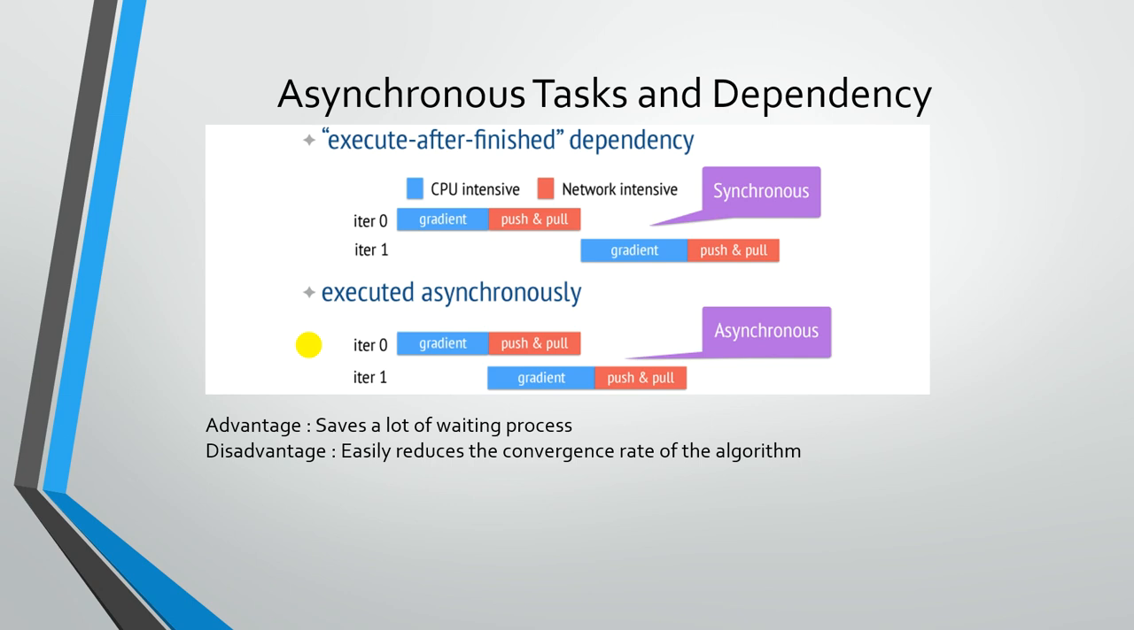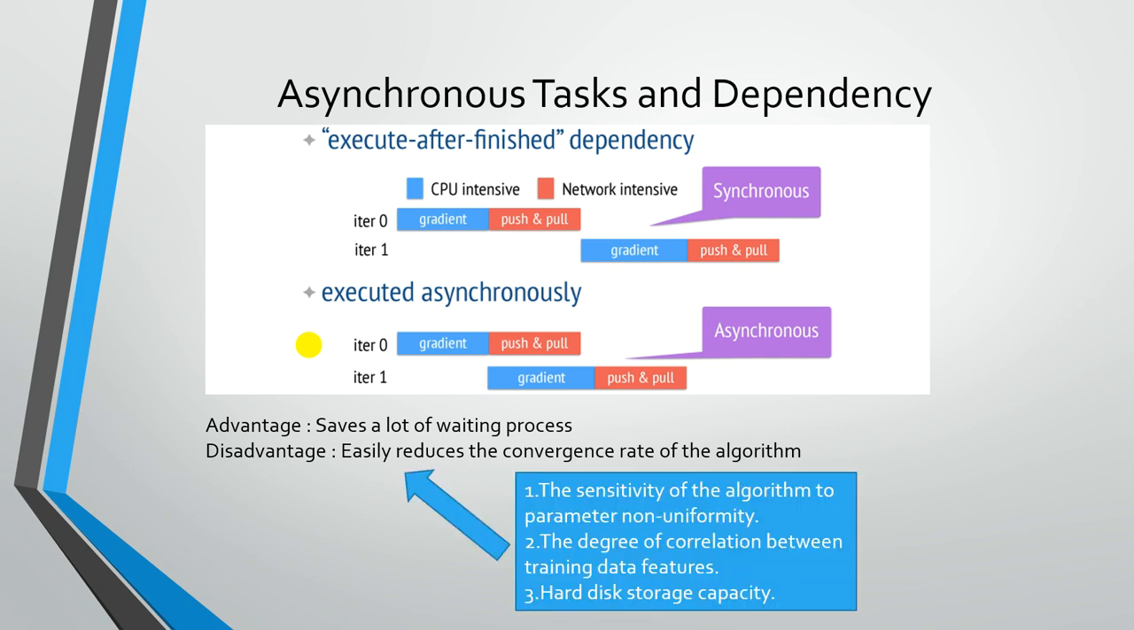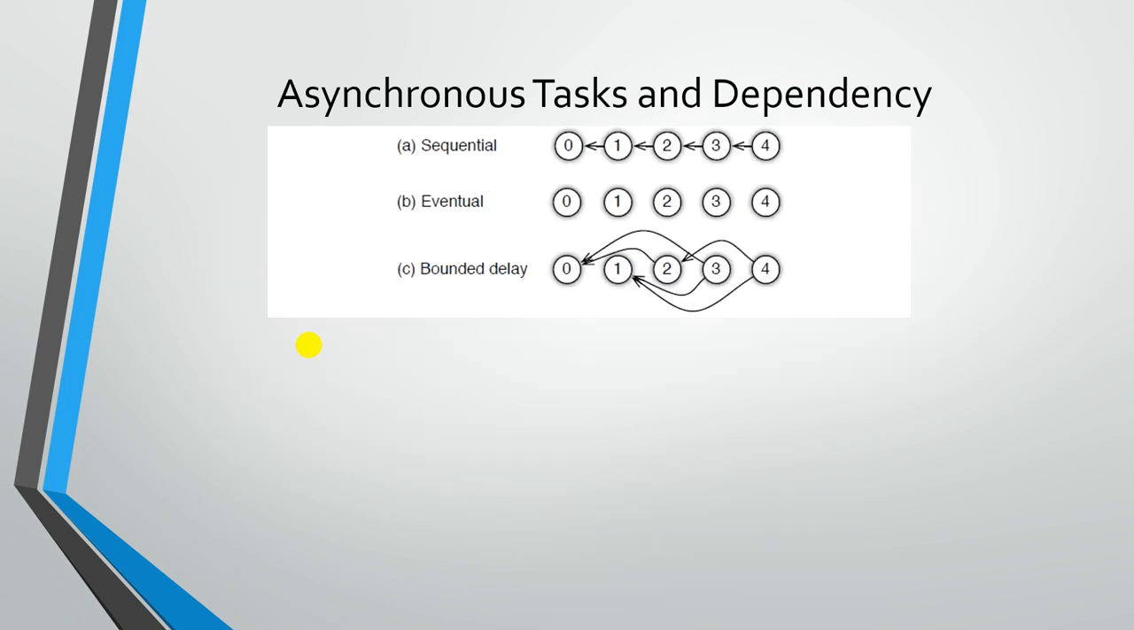Therefore, there is a trade-off between system performance and the algorithm convergence rate. We need to consider the sensitivity of the algorithm to non-uniformity, the degree of correlation between the training data, and also the hard disk capacity. Take into account that users will have different situations. The parameter server provides users with a variety of task dependencies.